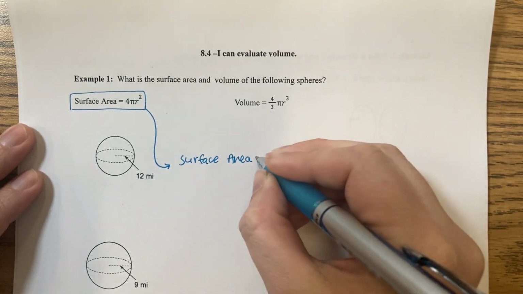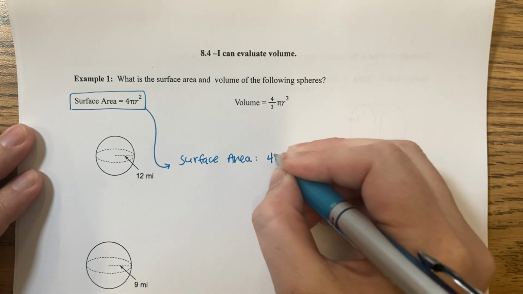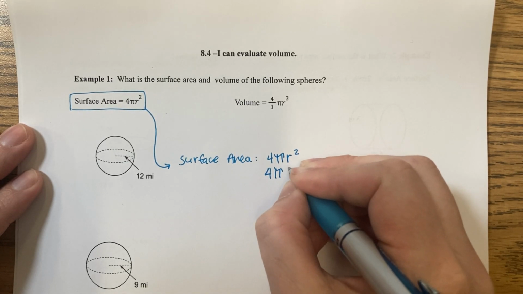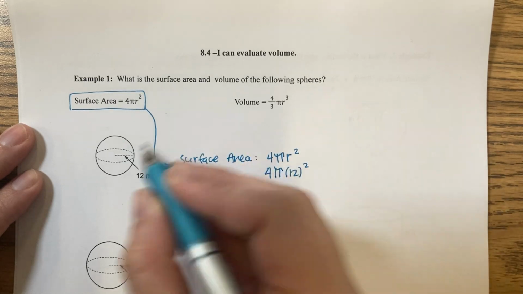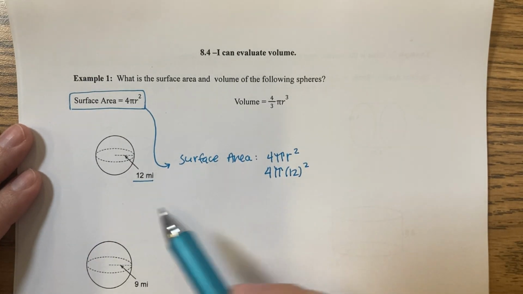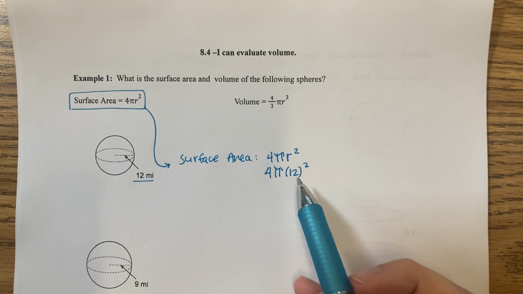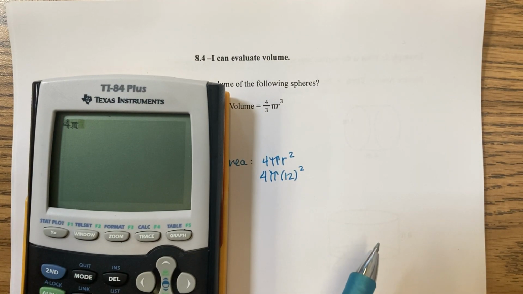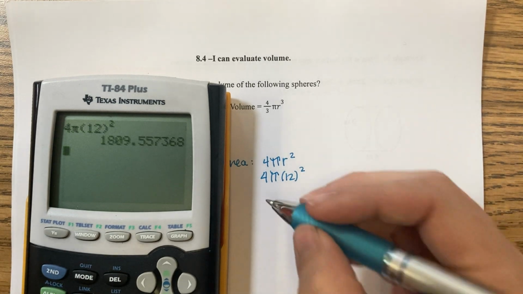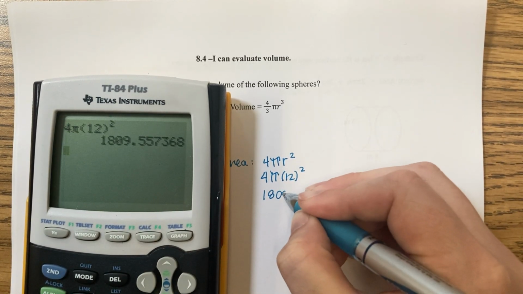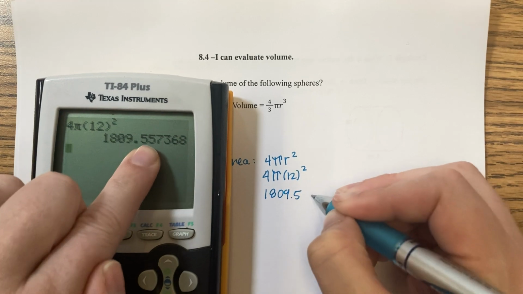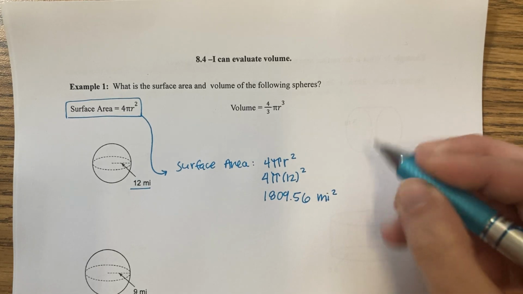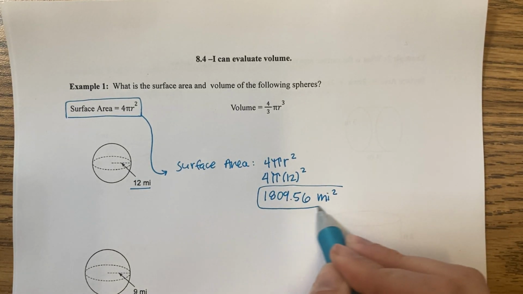It is 4 pi r squared. So I'm going to type in 4 pi 12 squared. 12 is the radius. 5 will bump up to a 6. And that's in miles squared for area.